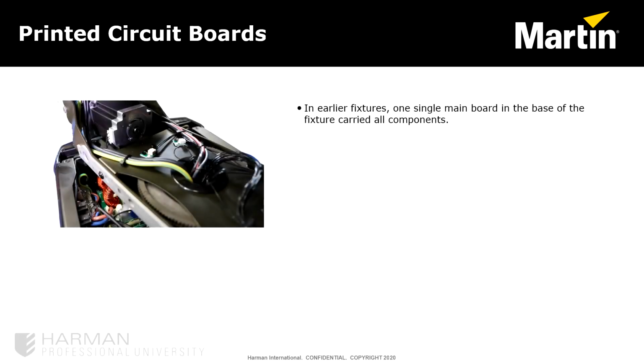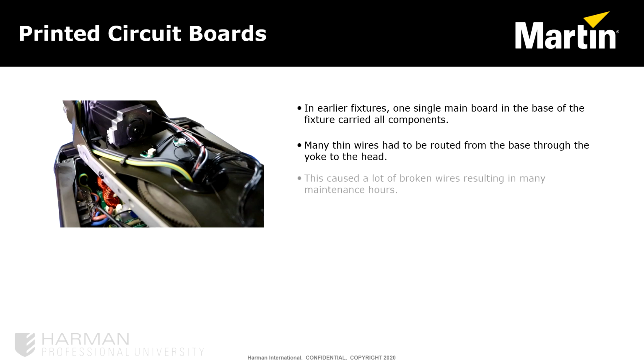The early Martin fixtures contained one main board placed in the base of the fixture that carried all components. This means a lot of wires ran from the base of the product through the yoke and then to the head. With clusters of wires located in moving parts of the fixture, this caused the wires to become brittle and break in those areas of movement.